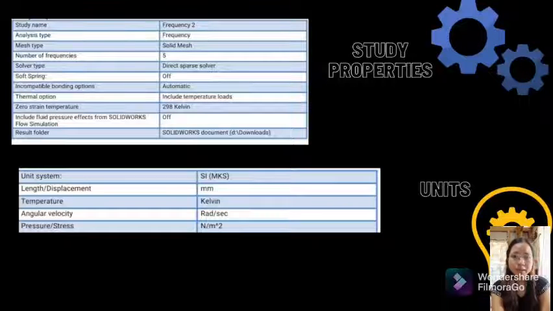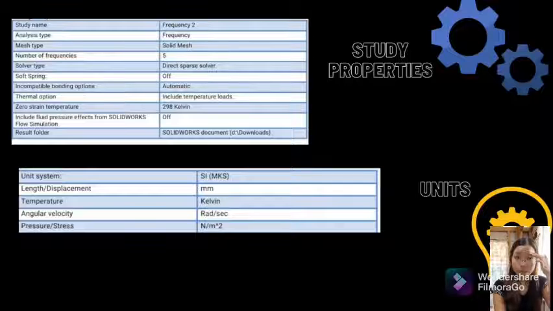So the study name is frequency 2 and has an analysis type of frequency, and the mesh type is solid mesh, and the number of frequencies is 5, and the solver type used is direct sparse solver. When we say direct sparse solver, it solves the set of equations directly without any approximation and no error associated with the setup solution process. So it is nice to use this kind of solver when you are going to make this kind of model.